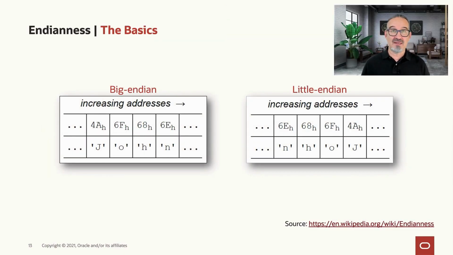So what means big endian and little endian? It's basically a very old story about how the bytes are ordered, either in increasing or decreasing addresses. And like you see here in the example, John on a big endian platform is, from the reading perspective, in the right order, while the little endian platforms have it in the reverse order.